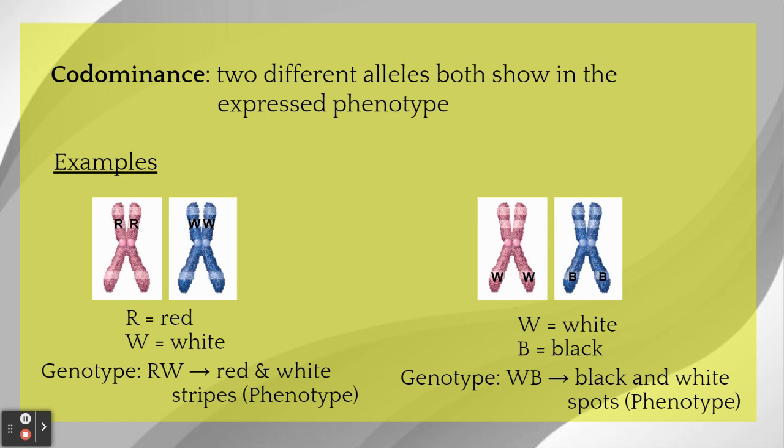The other example here is similar, but we're just using a W for a white allele and a B for a black allele. And if those are both there for the heterozygous individual, then the organism would have some sort of spots or stripes. It says spots on here for this example. So this is codominance. Both of the alleles will be showing. They do not blend together because that would be incomplete dominance.